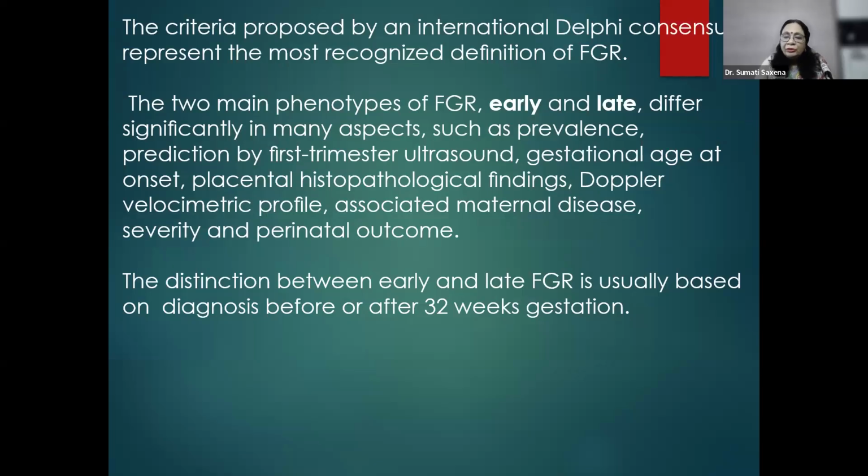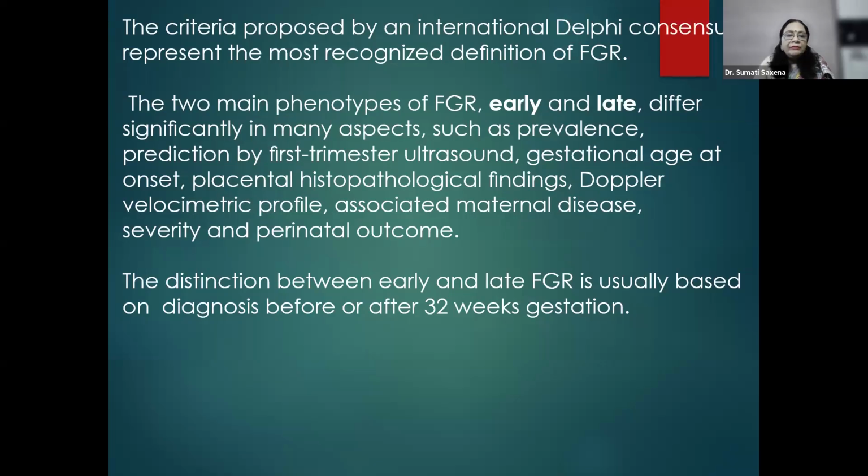So why do we want to differentiate them? Because they differ significantly in many aspects, such as prevalence. Early FGR is less prevalent than late FGR, because early FGR is like 30% and late FGR is more common, at 70%. And prediction by first trimester ultrasound, in which we do uterine artery PI, predicts early FGR more than late FGR. Then gestational age onset, before 34 weeks or after 34 weeks. And placental histopathological findings are more common in early FGR rather than late FGR.